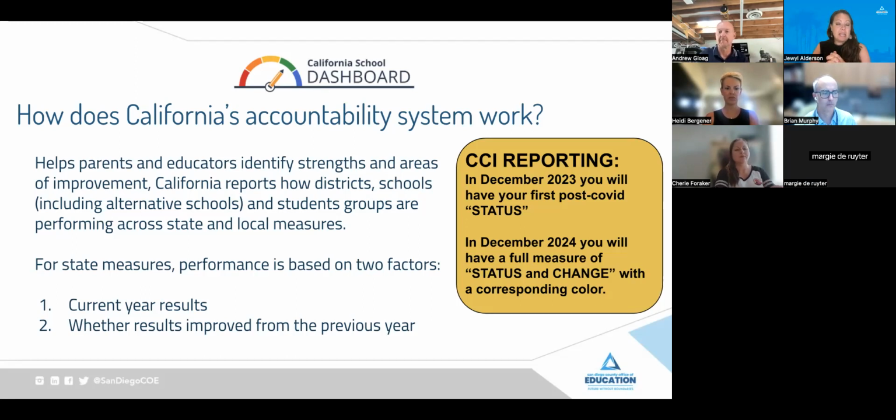The college and career indicator, because it's a multi-year indicator, didn't have enough data to create a status for last year. However, they did upload all of your data in May, so I'll show you where that is if you haven't explored that yet. But this fall, you'll see that bar graph status for the California School Dashboard College Career Indicator. That will be for your graduates that just graduated in '23. And then for your '24 graduates, that December, you'll see the full speedometer of status and change.